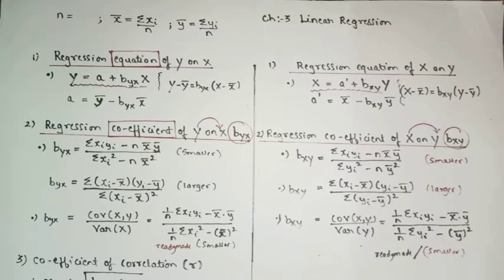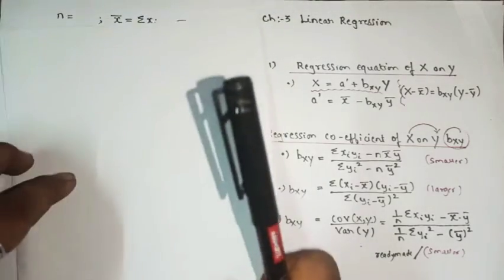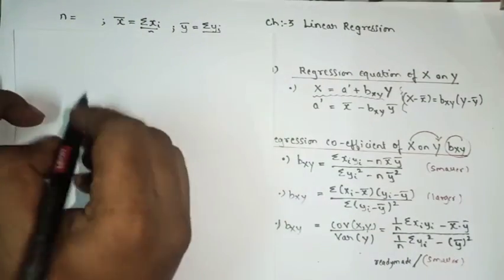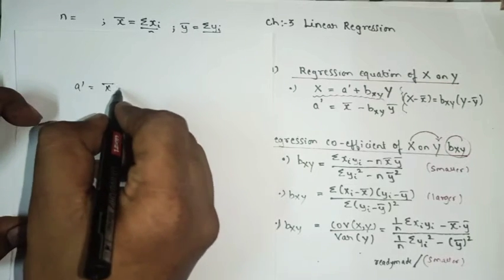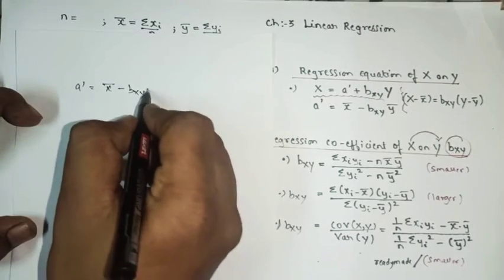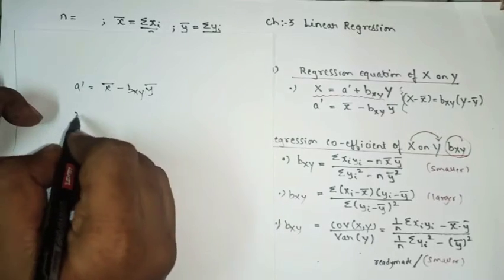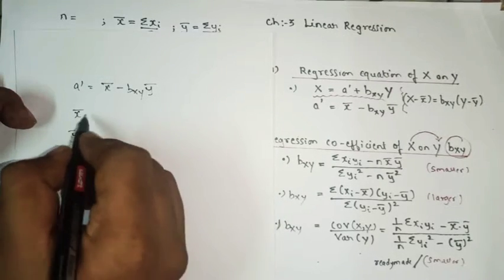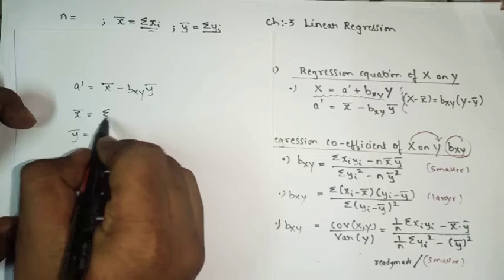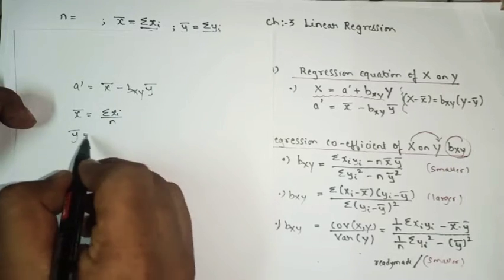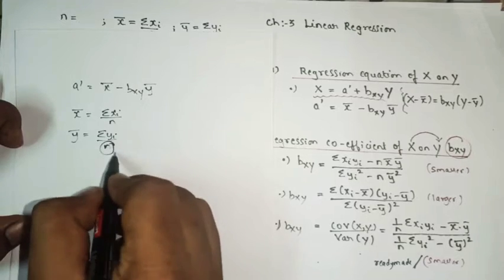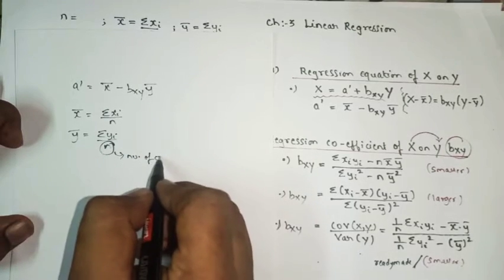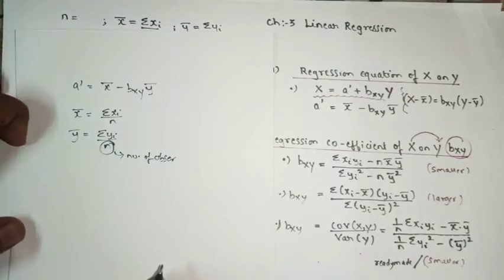Here also, first you will find a dash, so x bar minus bxy y bar. As we know, first we'll find x mean and y mean. For x mean the formula is total of xi upon n, and for y mean it is total of yi upon n, and we know that n is the number of observations.